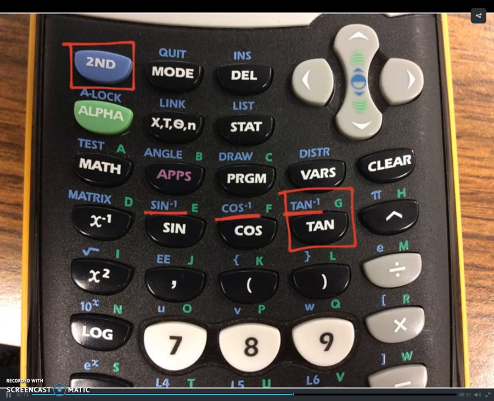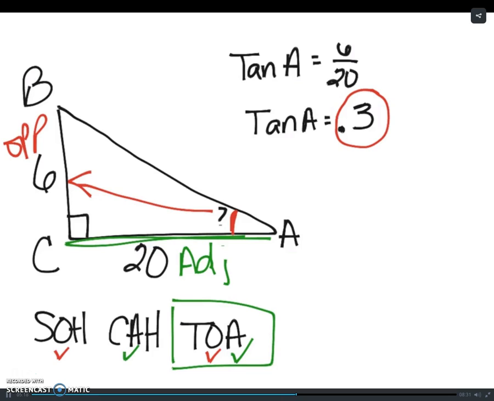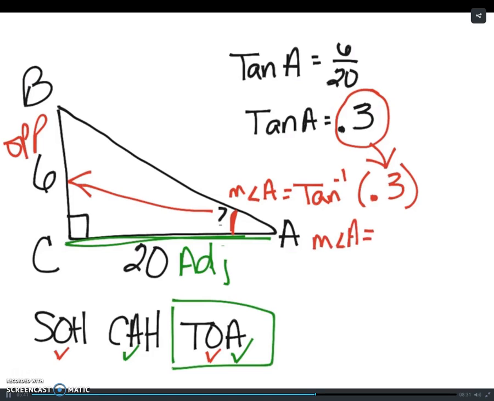All right? So if you hit second, inverse tangent, and then we want to type in the parentheses that decimal that we just got. Okay? Has to go in this spot. And this is going to give us the measurement of angle A. Okay? So when we type that in, we get the measurement of angle A is equal to 16.7.